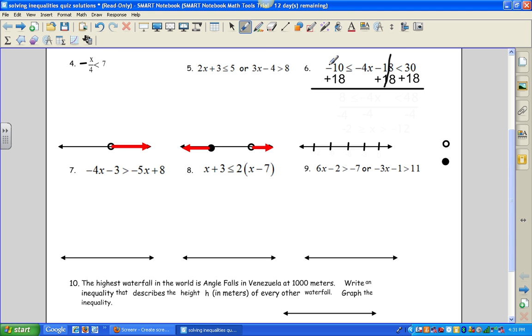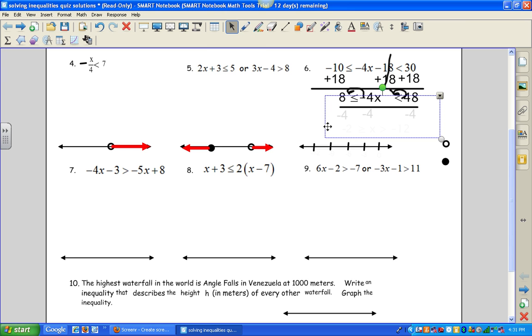in the middle, and we combine these terms on the left, and we get positive 8 is less than or equal to negative 4x is less than 48. So here we are dividing by negative 4. So this is what we need to remember, that our inequality symbols will be flipped around in our answer. So I usually like to go ahead and make a little sign there.